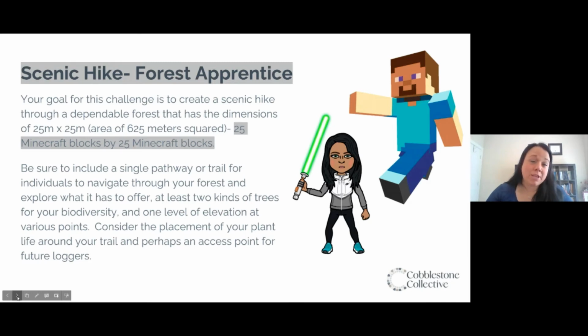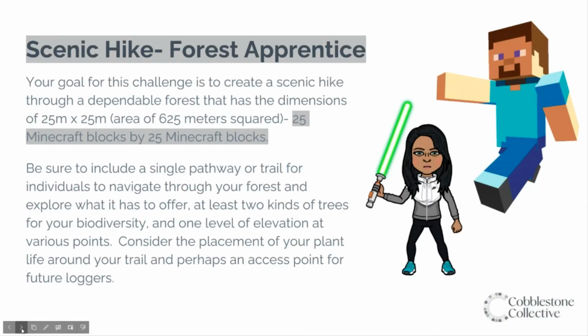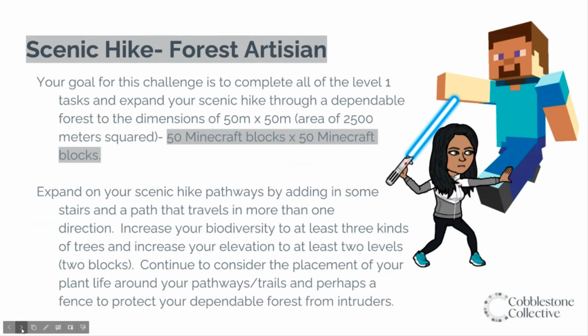So level one is to do a scenic hike that is 25 blocks by 25 blocks. In the mathematical world, that's 25 meters by 25 meters. In the Minecraft world, it's 25 blocks by 25 blocks, because one block in Minecraft is 1 meter. So for the apprentice level, it's a single pathway, maybe a couple kinds of trees, one level of elevation, and just consider the placement of your plant life around your trail and perhaps an access point for future loggers. That's for the apprentice, 25 by 25.